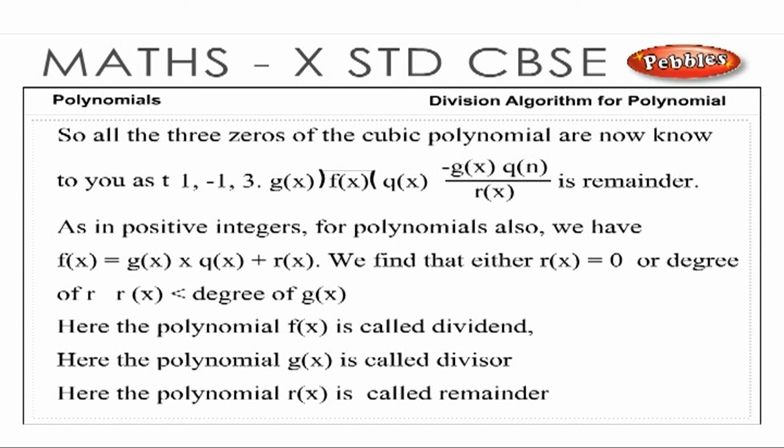As in positive integers, for polynomials also, we have f of x is equal to g of x into q of x plus r of x. We find that either r of x is equal to 0 or degree of r of x is lesser than degree of g of x. Here, the polynomial f of x is called the dividend. Here, the polynomial g of x is called the divisor. Here, the polynomial r of x is called the remainder.